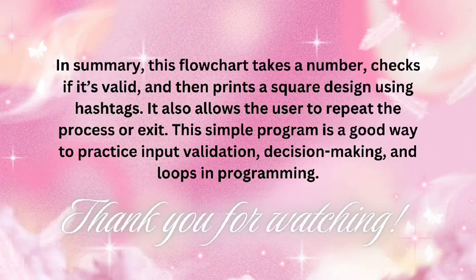In summary, this flowchart takes a number, checks if it's valid, and prints a square design using hashtags. It uses variables to keep track of rows and columns, and loops to repeat actions until the square is complete. It also gives the user the option to repeat or exit.